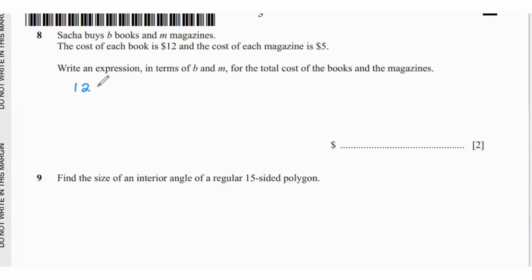So 12 times B, because if the cost of one book is $12, the cost of B books would be 12 times B, plus 5 times M, because once again, if the cost of one magazine is $5, M magazines would cost 5M. So total cost is 12B plus 5M. That is your expression.